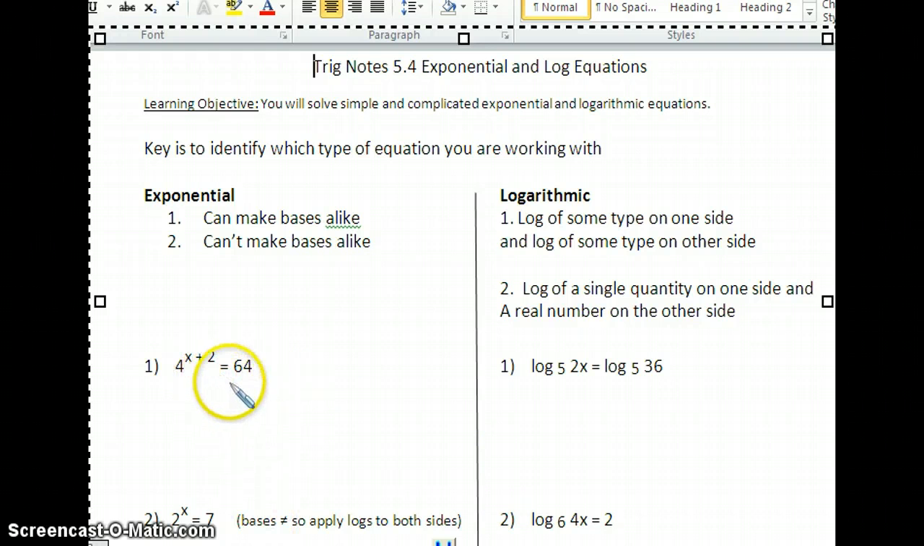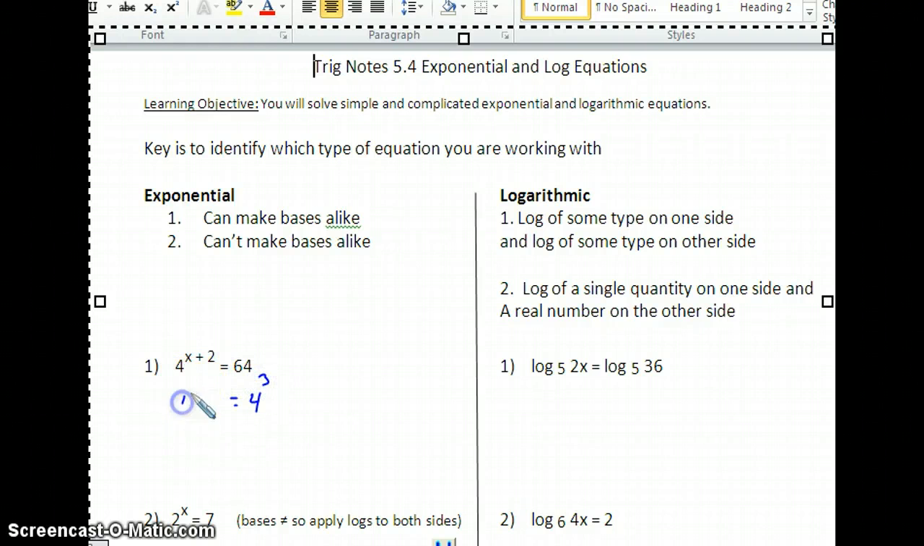We can choose to make the bases be the same, and if we can't do that, like for this second example here, then what we do is we will apply logs to both sides. So let's take a look at those first. Looking at this problem here, 4 raised to the x plus 2 is equal to 64. I know that 4 and 64 can both be written as base 4. 4 is already done. I know 64 is 4 to the third.